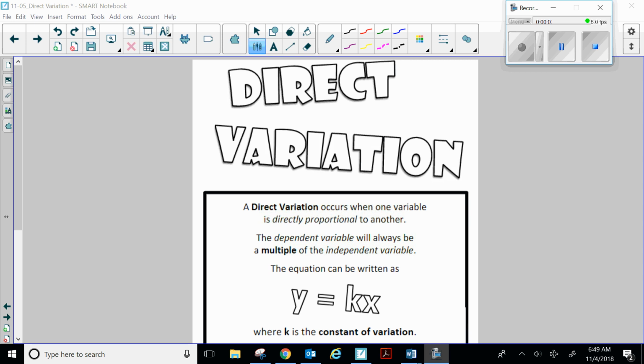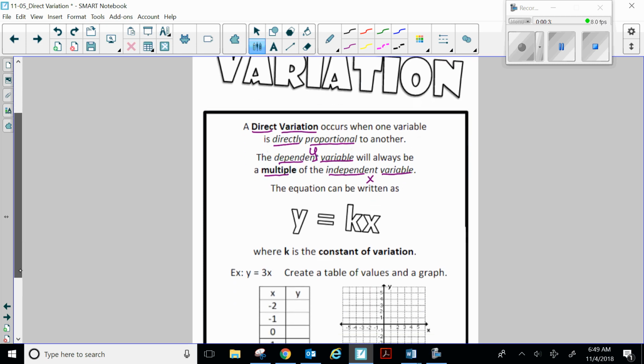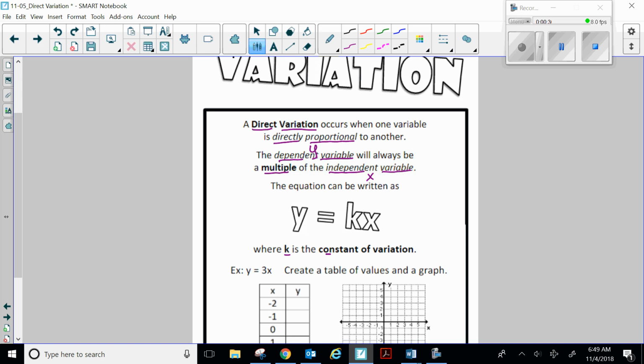This is Mrs. Fraser, and in this video we are going to be talking about a direct variation. A direct variation occurs when one variable is directly proportional to another. The dependent variable, another name for which is your y, will always be a multiple of the independent variable, which is your x. The equation can be written as y equals kx, where k is the constant of variation, or what you're multiplying by, so it's your multiple.